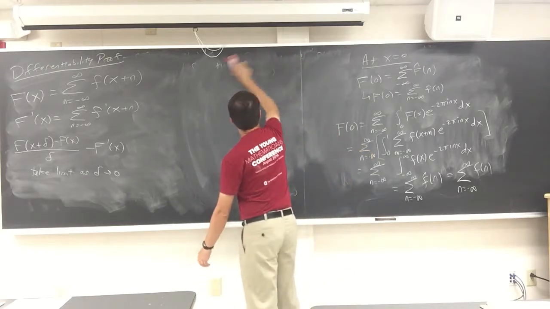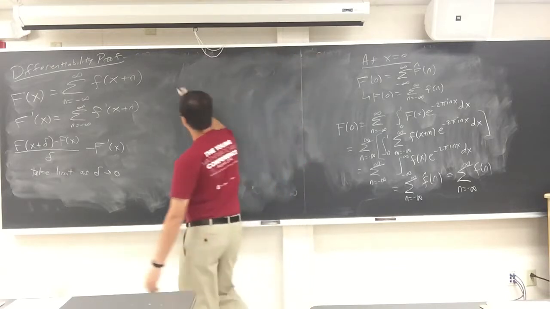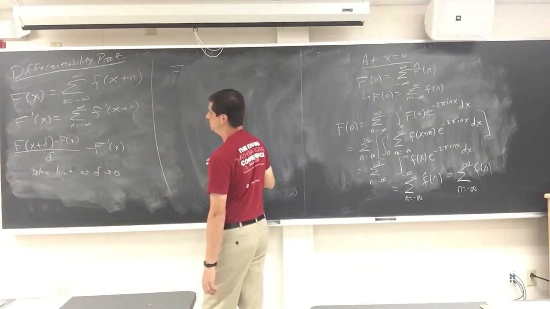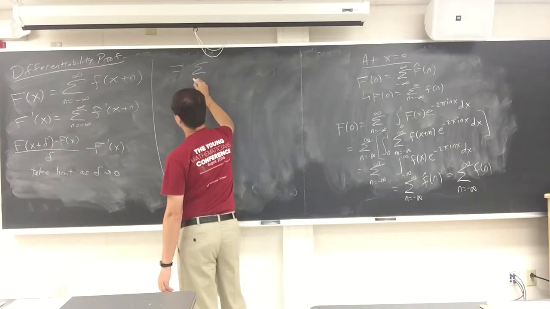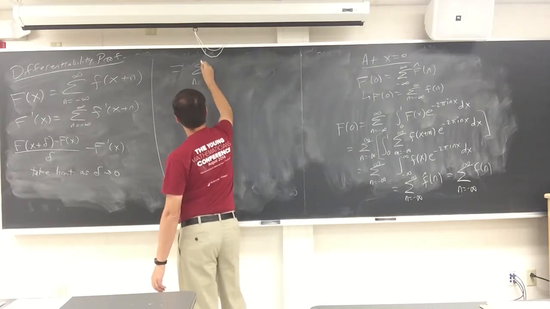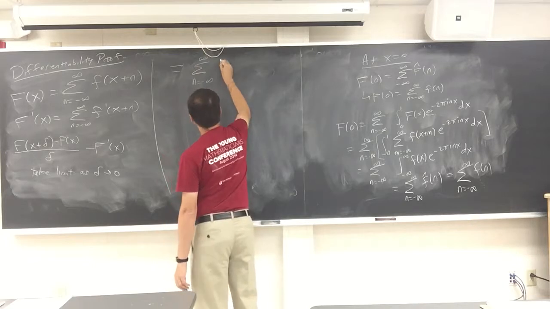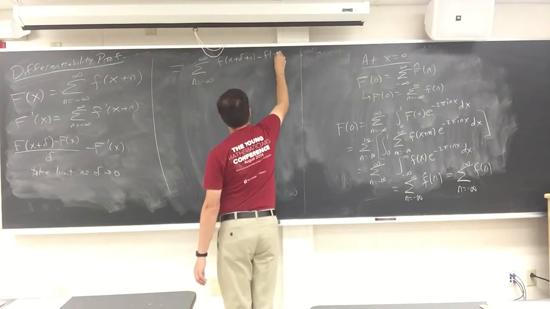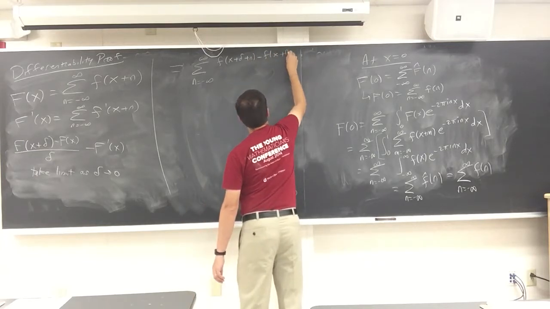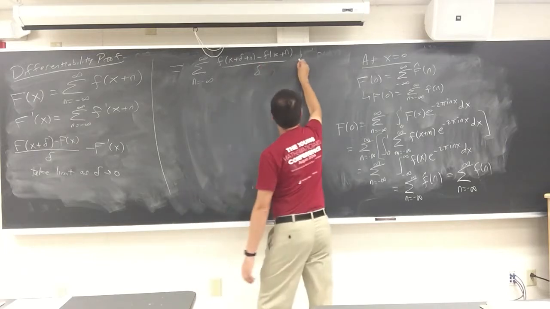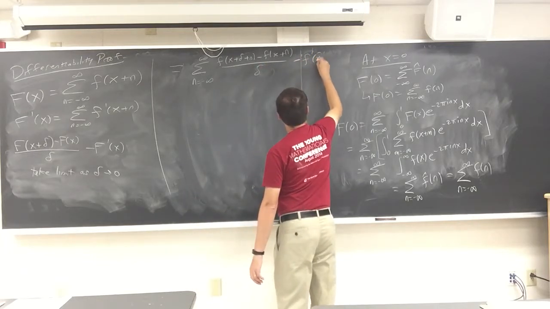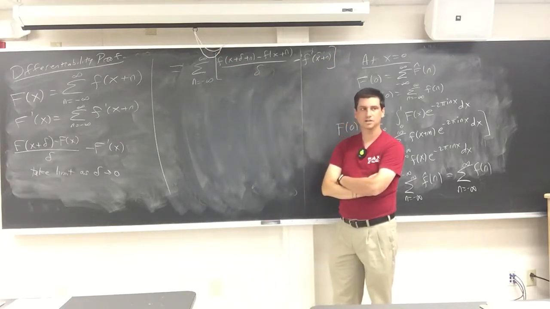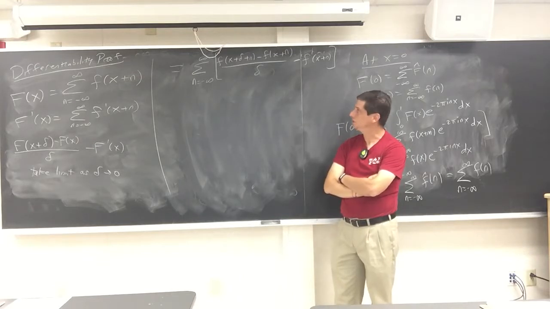So let's look at this. It's going to equal f of x plus delta minus f of x over delta. So we're going to have a sum, n goes from minus infinity to infinity, of f of x plus delta plus n minus f of x plus n over delta, minus f prime of x plus n. Do we all agree that that's the quantity we need to study?